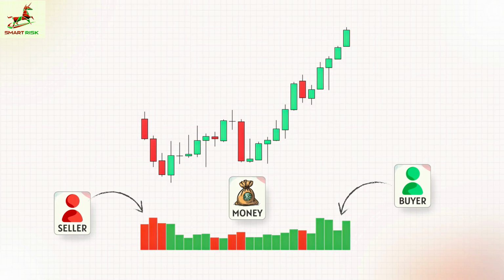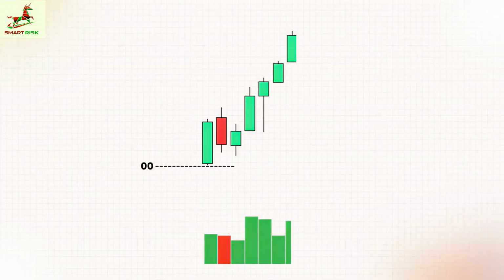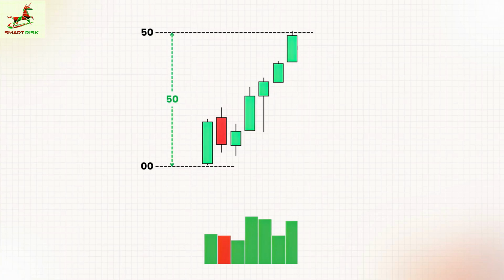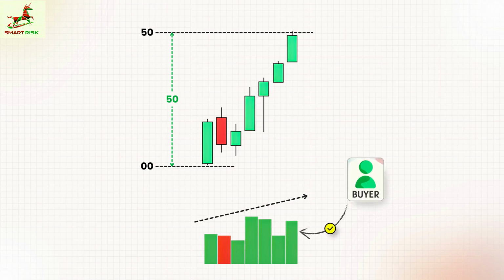Let me give you a concrete example. Say the S&P 500 makes a 50-point rally to the upside, and the volume during that move is significantly higher than average. That's a clear sign that a large number of traders backed that bullish move with real money. They put their capital behind it. That move is genuine, and you can trust it.